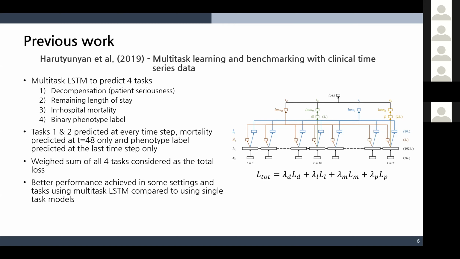While predicting decompensation at every time step, they predicted the remaining length of stay at every time step as well, and they predicted mortality and phenotype label once during the training sequence. The model was trained to minimize loss created through a weighted sum of all 4 tasks. And in their case, the multitask model showed better performance than the single task models in mortality prediction only and not in the other 3 tasks.